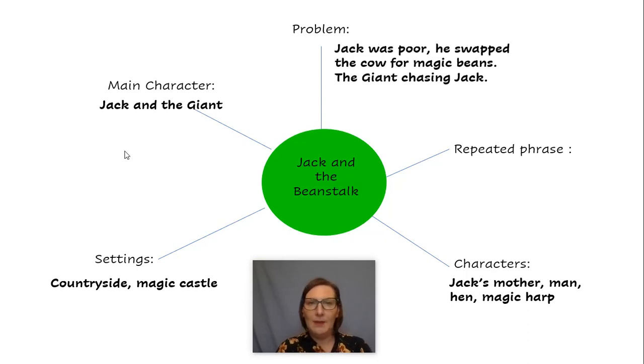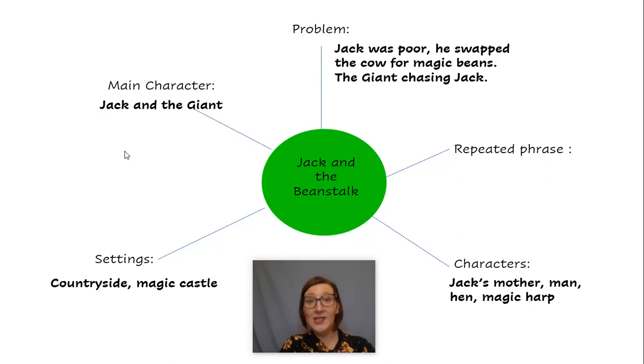Now, the problem that happened in this story was that Jack was very poor, and he swapped the magic cow for beans, which made his mum really cross. Do you remember that part? And his mum threw those beans out, and then the beanstalk grew. And Jack climbed up that beanstalk. But then the problem again occurred when Jack stole things from the giant and ran away.